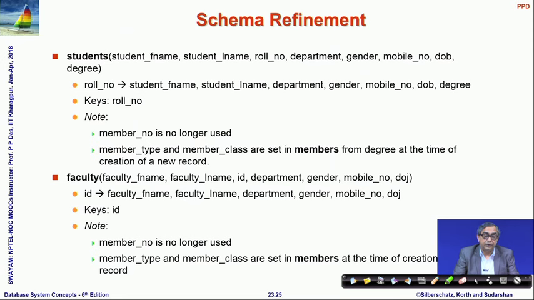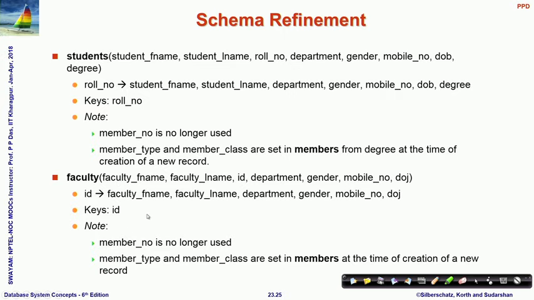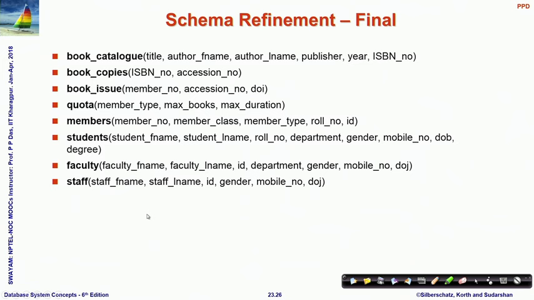So, when a new student record is created, an entry will happen in this relation, as well as a corresponding entry will need to happen in the members relation, where the membership number is given and the membership type will be derived from the degree. Similar change will happen in terms of the faculty as well.